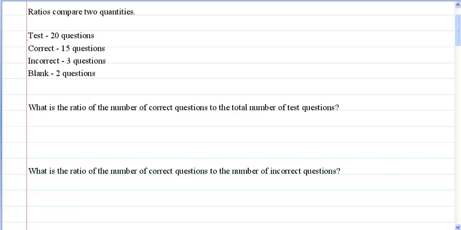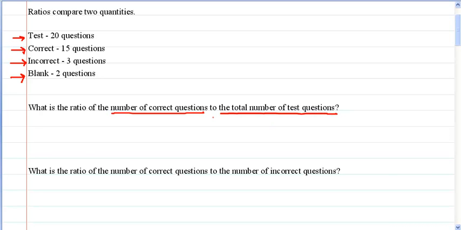So in this example, we have a test of 20 questions where 15 were answered correct, 3 were answered incorrect, and 2 were left blank. So the first question states, what is the ratio of the number of correct questions to the total number of test questions?